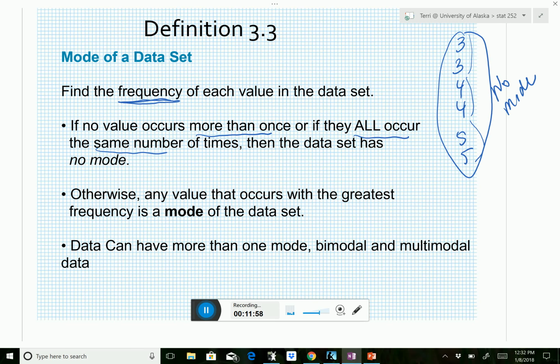Now, it's really interesting because data can have 1 mode, 2 modes, 3 modes, as many modes as it needs to have. For example, if this had a 6 here, now everything isn't the same. So now this has 3 modes, 3, 4, and 5, because these occur more than this 6. So now this data has 3 modes.